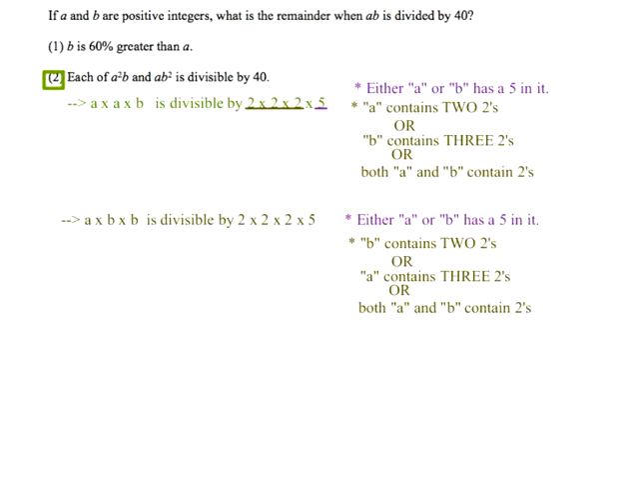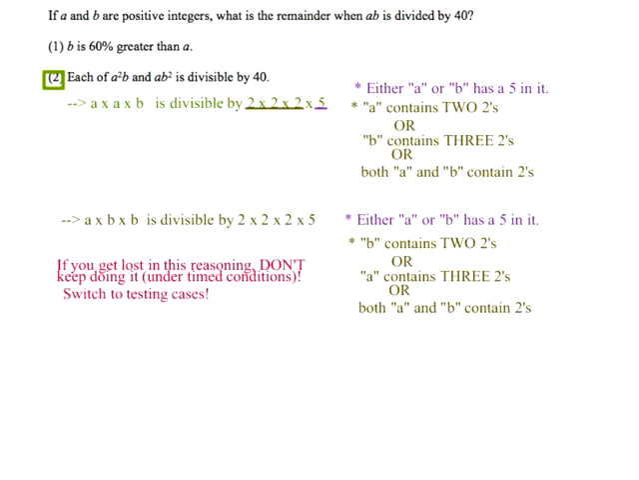And then we know that all of these things have to be true. So this might be a little bit overwhelming. And if it is overwhelming, the most important thing to say at this point is, whoa, just start testing cases. If you get lost in this reasoning, then don't keep doing it under time conditions. Just switch to testing cases. That's the most important thing you can take away strategically here: don't struggle under the time condition.